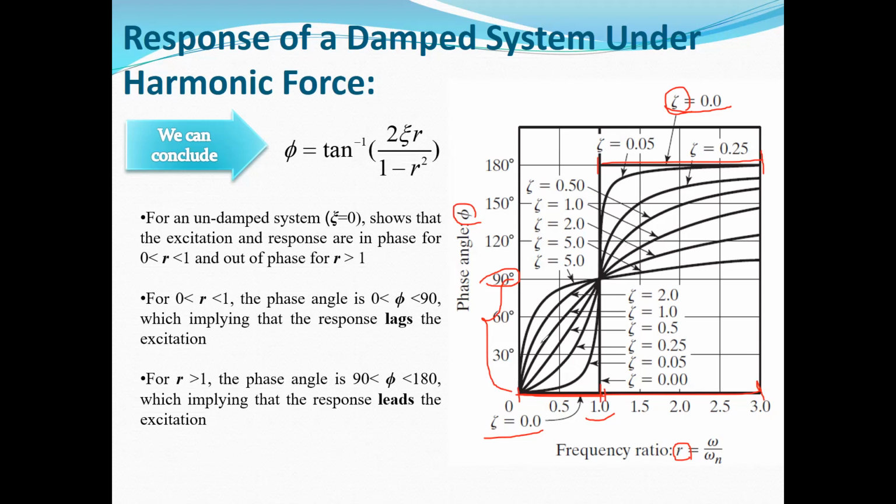Okay, so these are some conclusions that we can extract from the relation between phi and frequency ratio, and also the damping ratio. And as you can see here, as R is equal to 1, for this case, we have resonance when omega is equal to omega n, or the frequency of excitation is equal to the frequency of the system, or the natural frequency of the system.